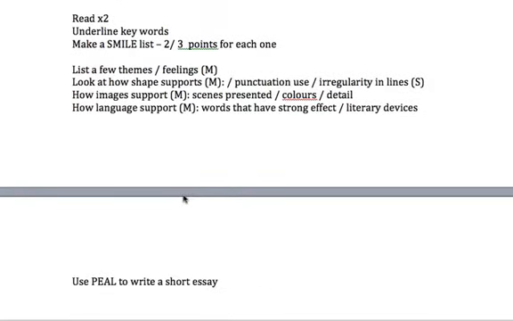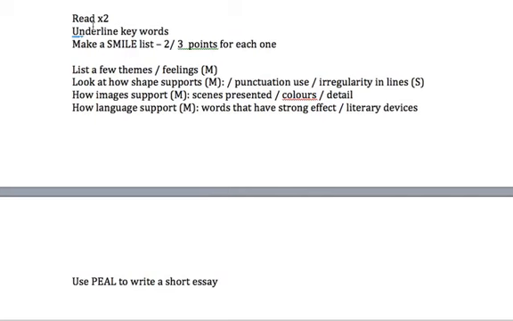Now there's very few things that you want to do. First of all, read the poem twice, okay, before you've done anything else, and then underline keywords. You might not have 100% understanding of what the poem means. That's not a problem. It really doesn't matter. What you need to be able to do is write about it. So underline keywords, things that lend themselves to SMILE. Make a SMILE list, either as your plan or on the page. Don't spend too long on it. Just get 2 or 3 points down for each one.